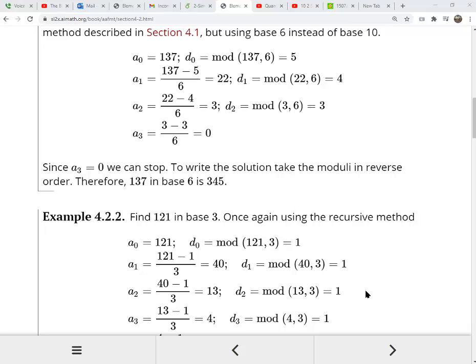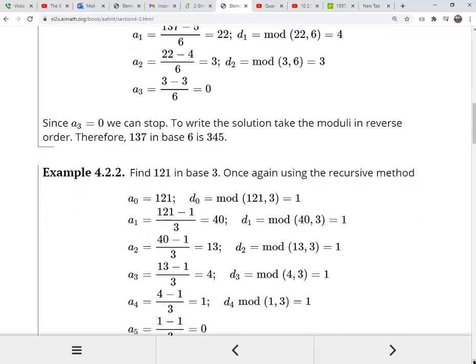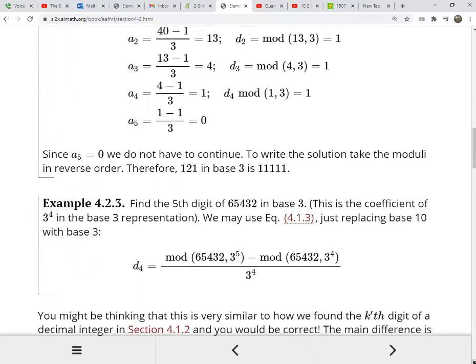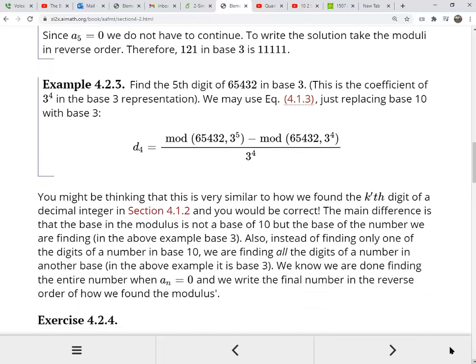Now this second example goes through exactly the same process. I don't think I need to talk through this. You can read it, make sure that you understand. It's the same process, it works the same way. So it turns out that 121 in base 3 is 11111.